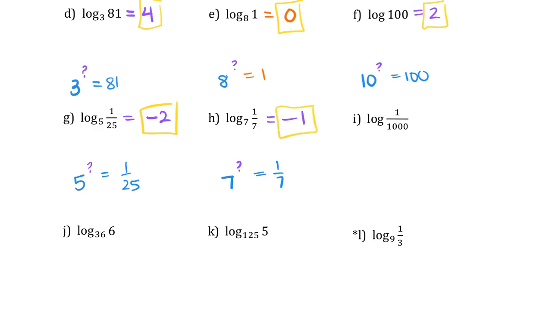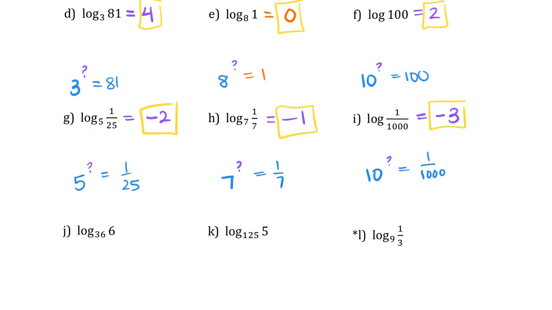Okay, what is this? Log base, oh, no base, so what's the base? 10. Okay, and then I want to get 1 over 1,000. To get 1,000, that's 10 times 10 is 100, times another 10 is 1,000. So 10 to the third is 1,000. If I wanted 1 over 1,000, -3.